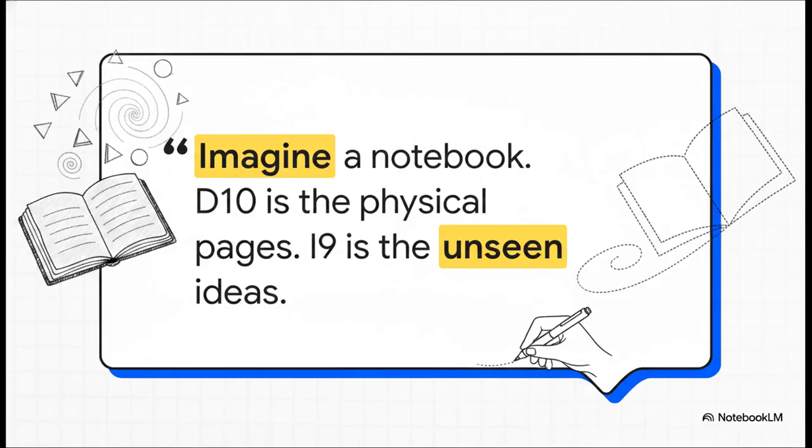This simple metaphor really nails it. Imagine writing a story. You need the physical paper, that's D10. But you also need the intangible imagination and ideas. That's I9. Without the paper, your thought has no form. Without the thought, the paper is just empty mass.